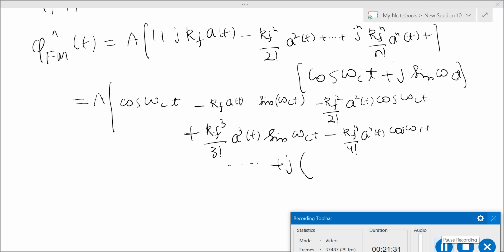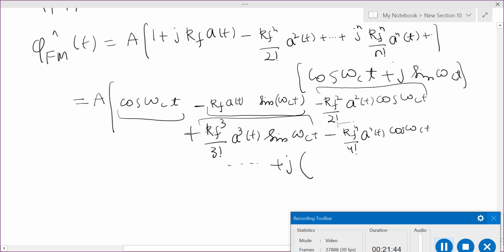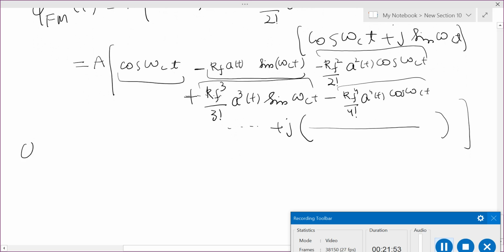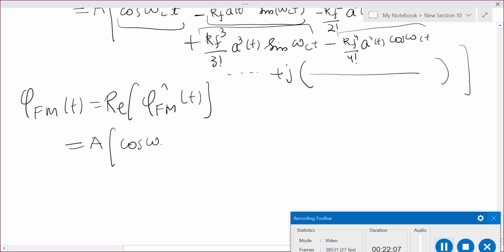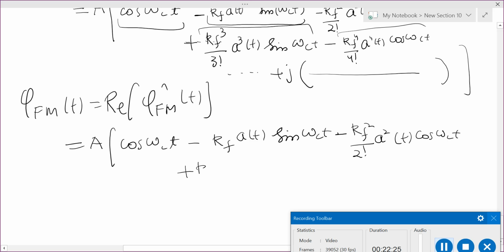The first term will be A times cos of omega ct, then kf a of t sin of omega ct. Just verify it, it's very simple multiplication. I have written all the real parts on one side, and then plus j times the bracket of all the imaginary part. We don't care about the imaginary part because we have to take the real part, whatever the imaginary part is. So the real part of phi FM hat of t, which is phi FM of t, will be equal to A cos omega ct minus kf a of t sin omega ct, minus kf square by 2 factorial a square of t cos omega ct, then plus kf cube by 3 factorial a cube of t sin omega ct. So the sine and cos will appear interchangeably, and so on and so forth.